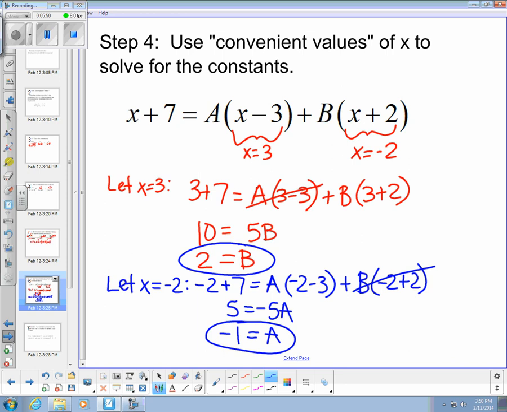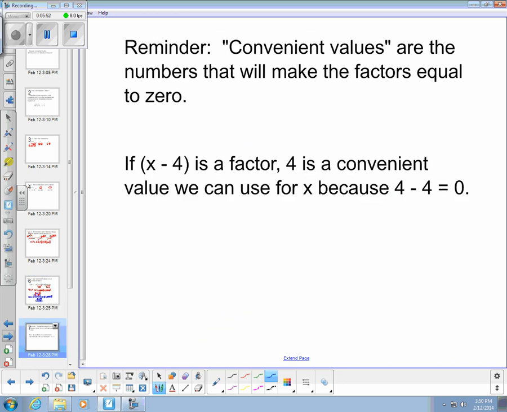Okay, remember, convenient values are numbers that will make the factors equal to 0. So if x minus 4 was a factor in my equation, then 4 would be a convenient value because 4 minus 4 is 0. So we're trying to zero out one factor at a time to figure out what those constants equal.